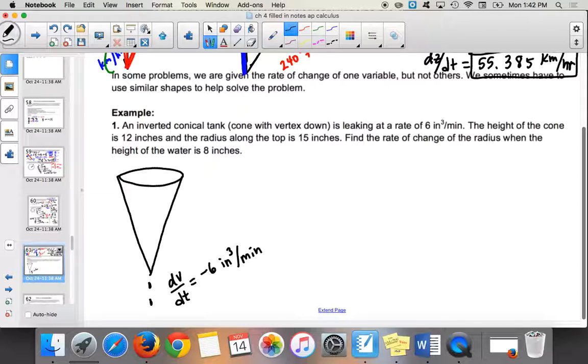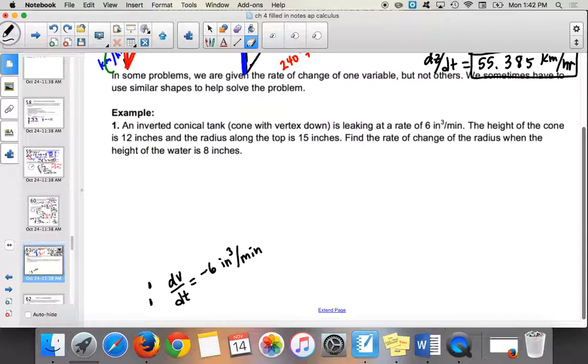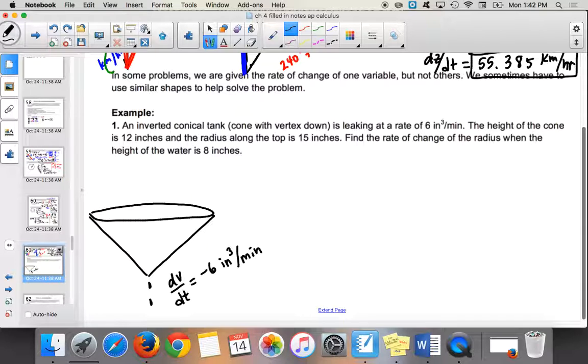I always draw this cone totally wrong. Mine's never drawn to scale. I'm gonna fix mine. You don't have to fix yours. Looks like a snow cone. It's kind of a fat cone. Okay, so it says the height is 12 and the radius is 15. It's still not really drawn, but that's okay. Better than it was.